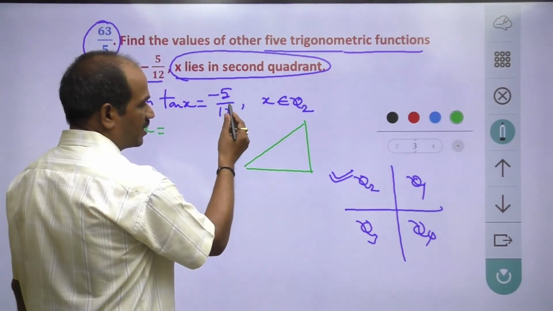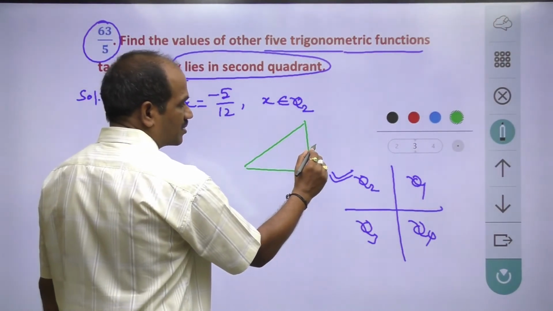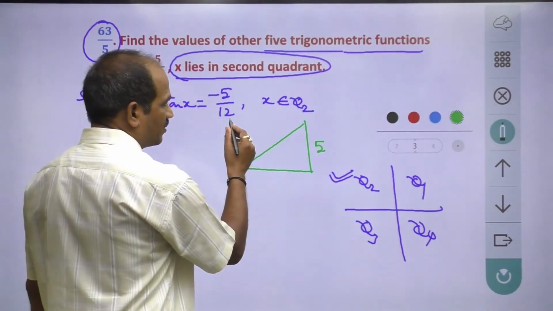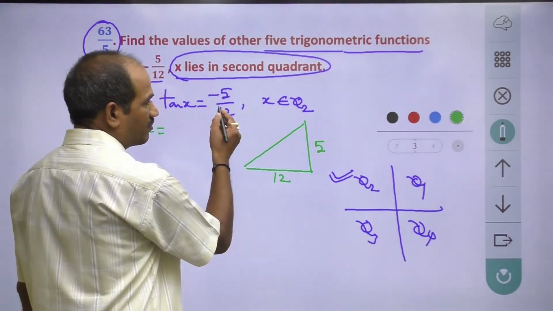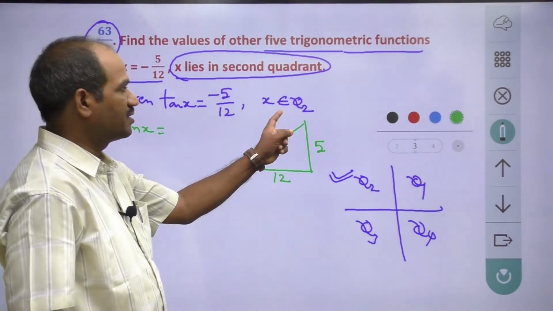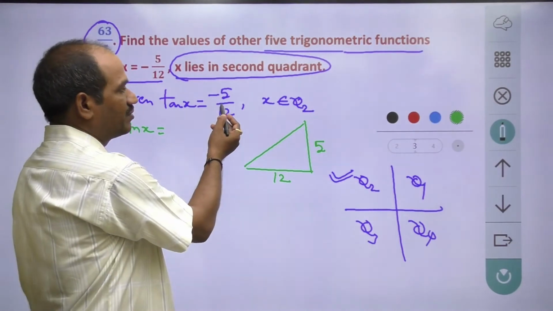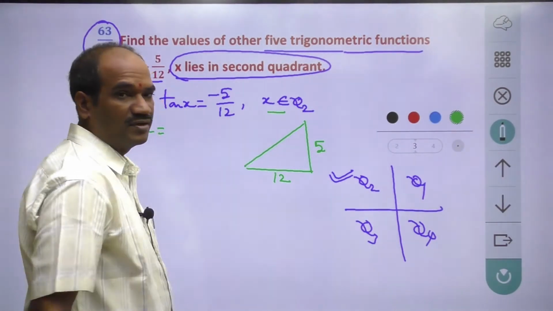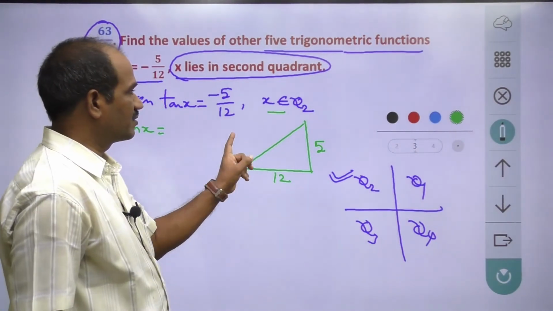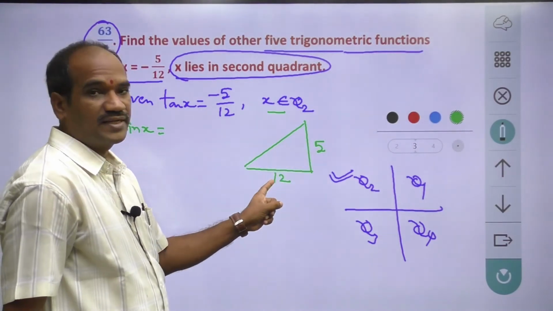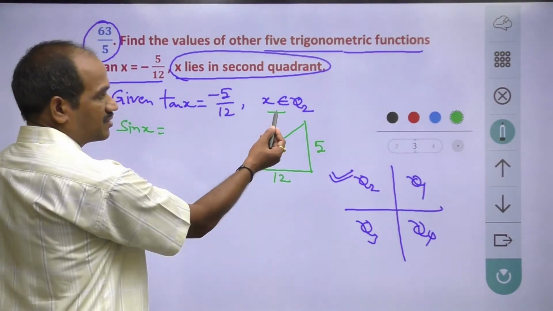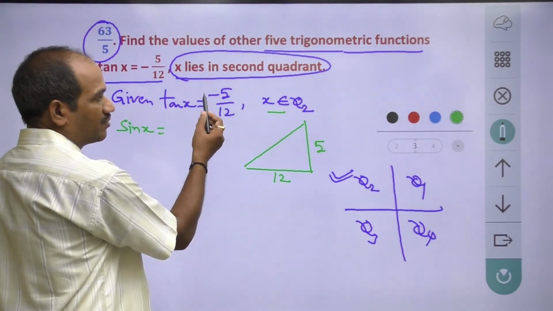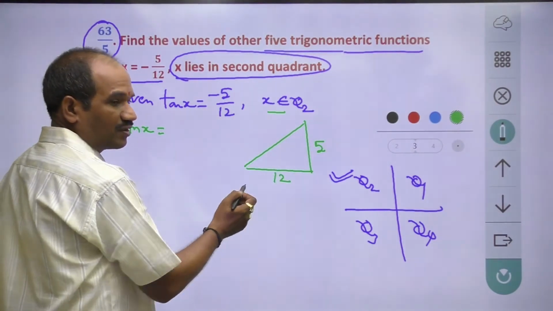Here tan x is equal to opposite side 5 by adjacent side 12. Don't take minus here. Since x lies in the second quadrant, tan x is negative. This is important, so don't take minus here, only 5 and 12.